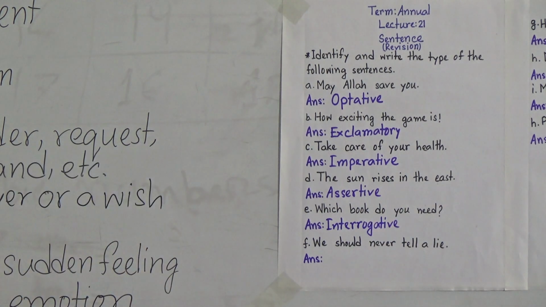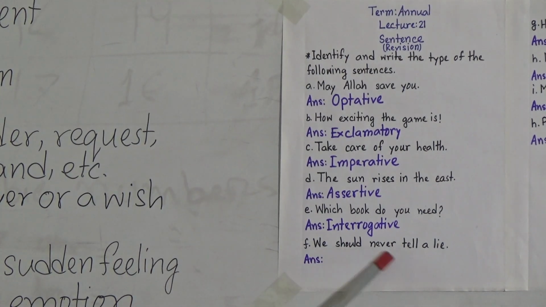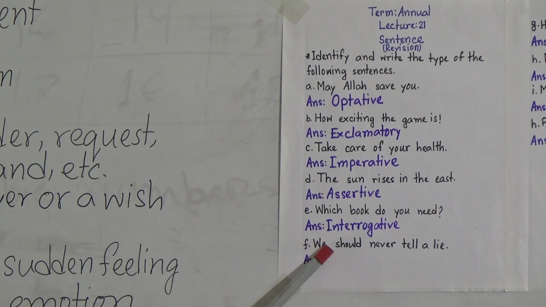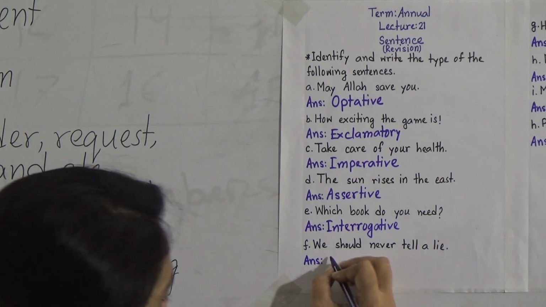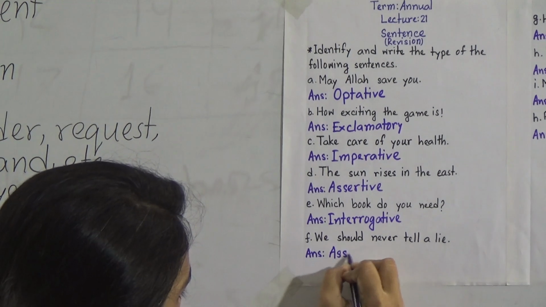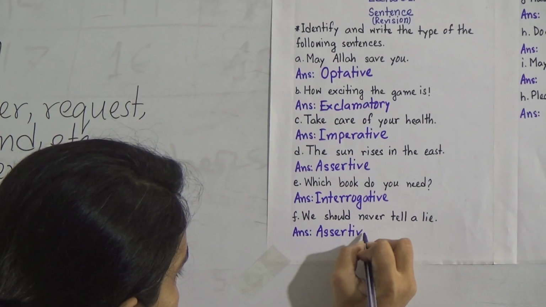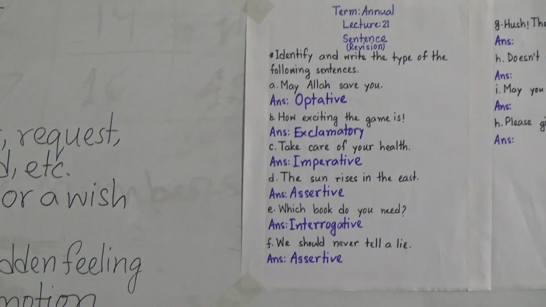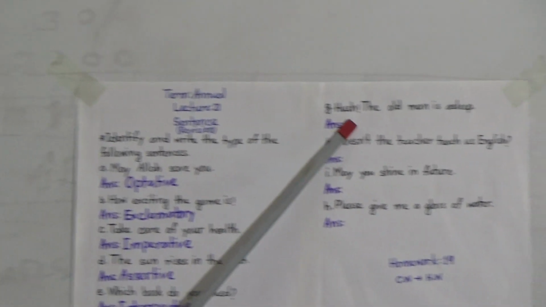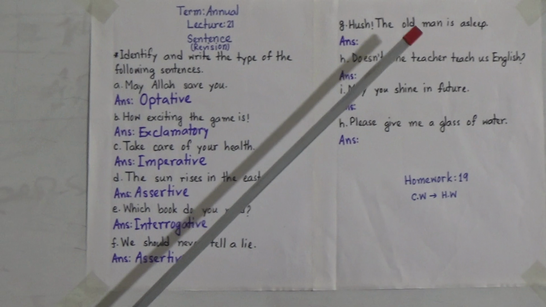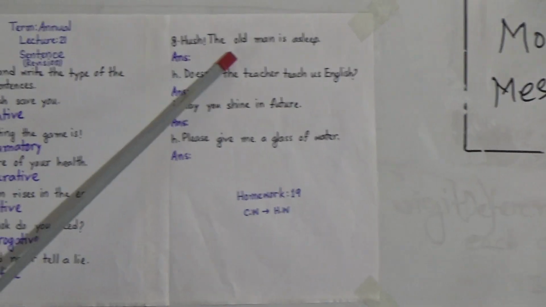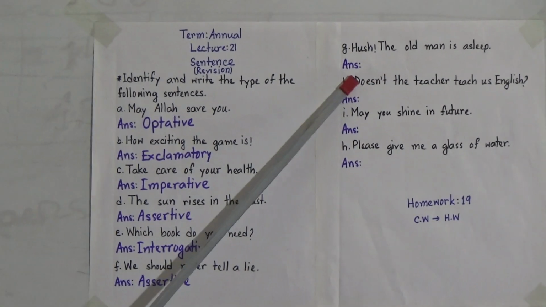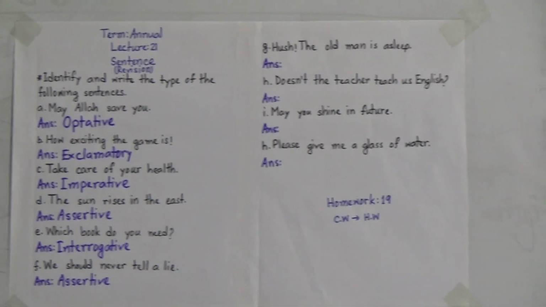Now number F, we should never tell a lie. And my dear students, it is also a statement. So what will you write here? Yes, you will write here assertive. Now we will go to number G. Hush, the old man is asleep. So now look, there is an exclamation mark, and it expresses our emotion. So it is an exclamatory sentence.